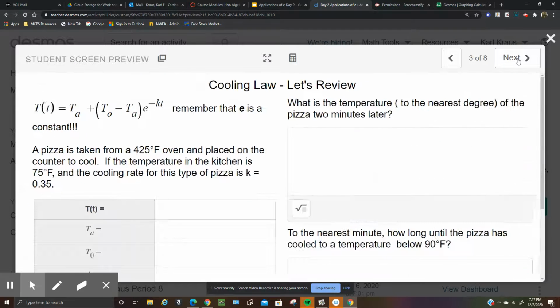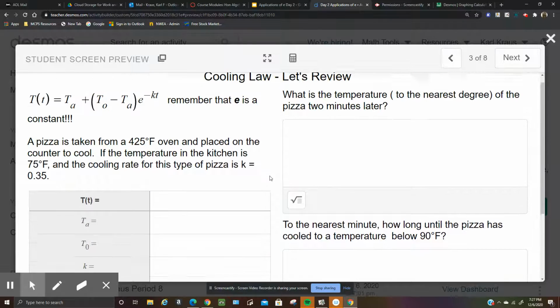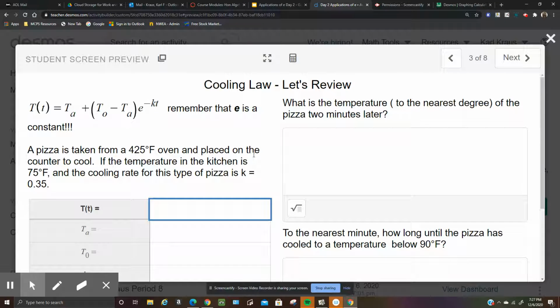All right, next problem is a Newton's law of cooling problem. I like how Miss Lane set this up. You can set this up as a table so you can plug in the information. The final temperature, we don't know what that is, so I'm going to put a question mark there. And then T of A, the ambient temperature, is 75.